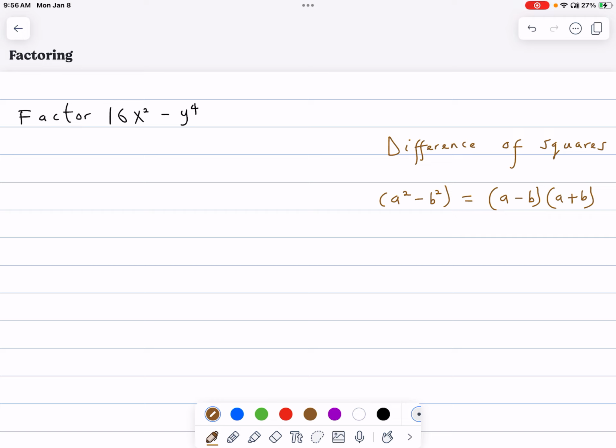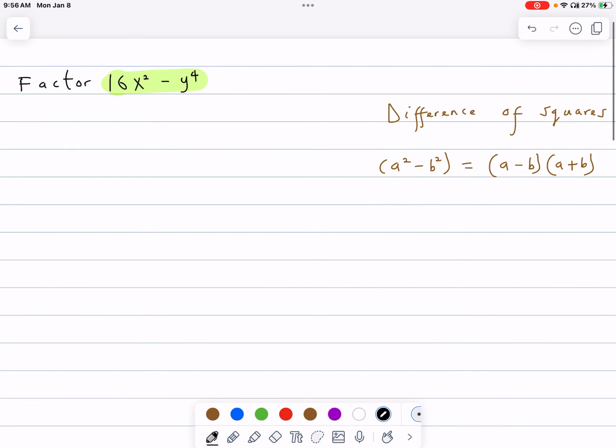But before we can use the difference of squares, we have to rewrite this given expression in a form that looks like the difference of squares. So how can we rewrite it? Now, I have 16x squared minus y to the power of 4. How else can I write 16? I can write 16 as 4 squared, right? And then I have my x squared minus. How else can I write y to the power of 4? I can write it as (y squared) squared.